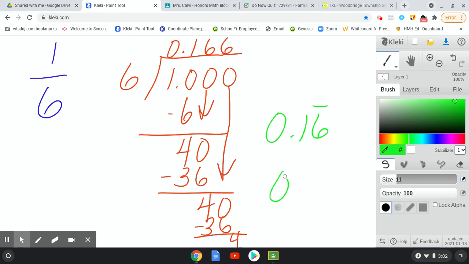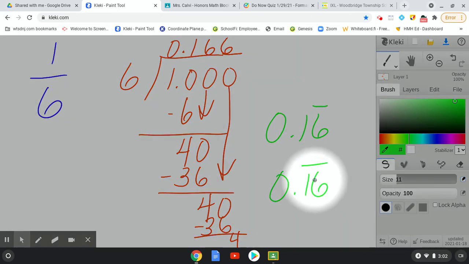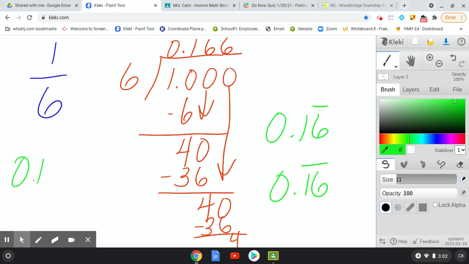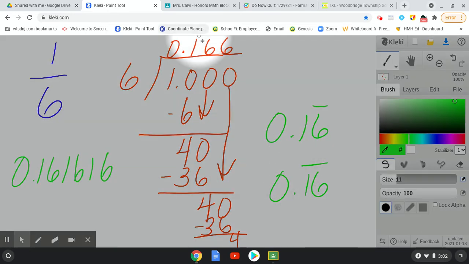Now, if I did this and I put the line above both of them, that's telling me that the 1, 6 repeats. That means your answer would be 0.161616. That's not the case here. Only the 6 is repeating. So the repeating symbol only goes above the number or numbers that continually repeat.